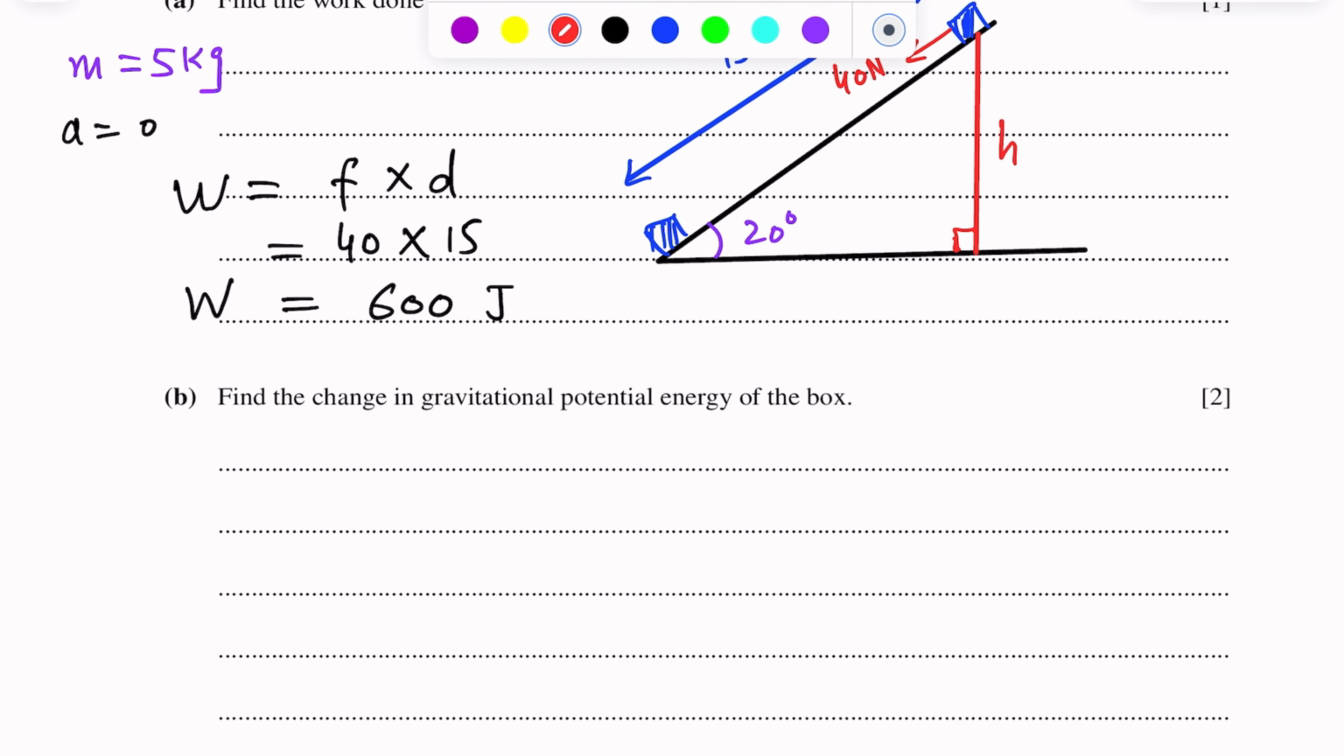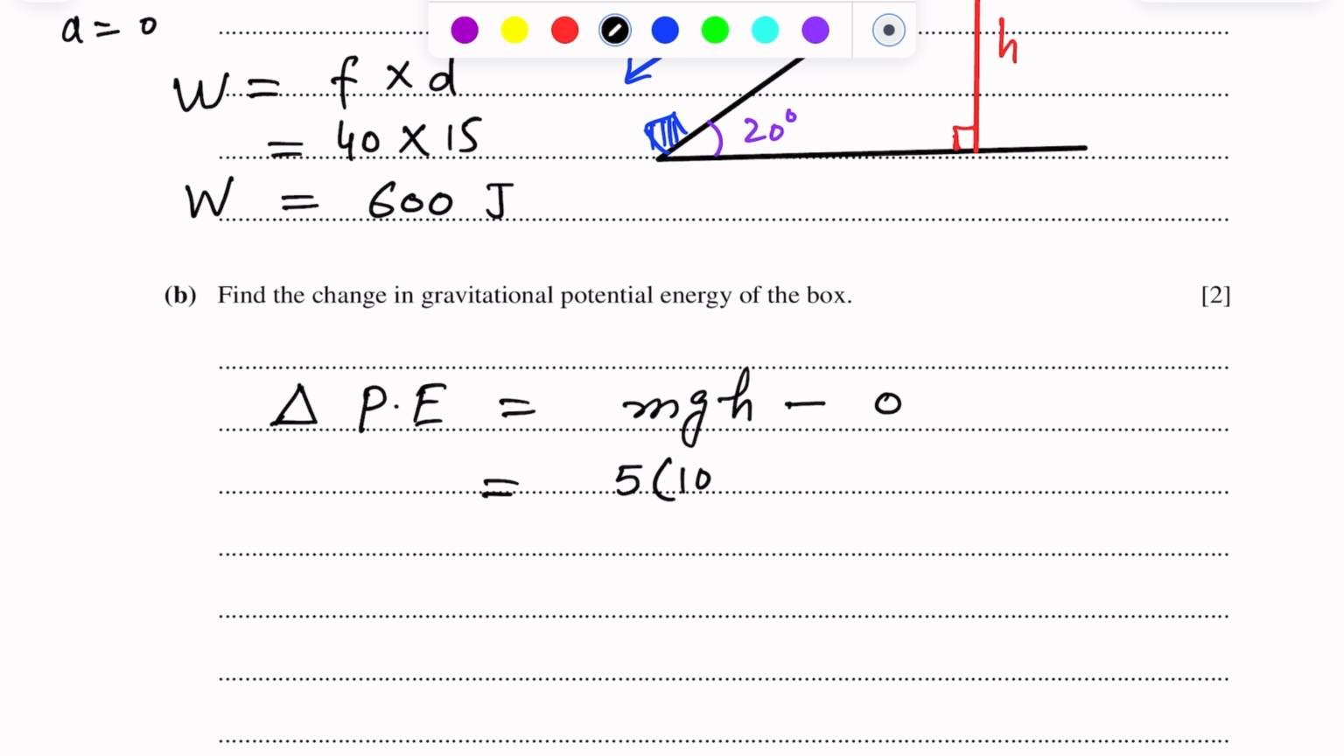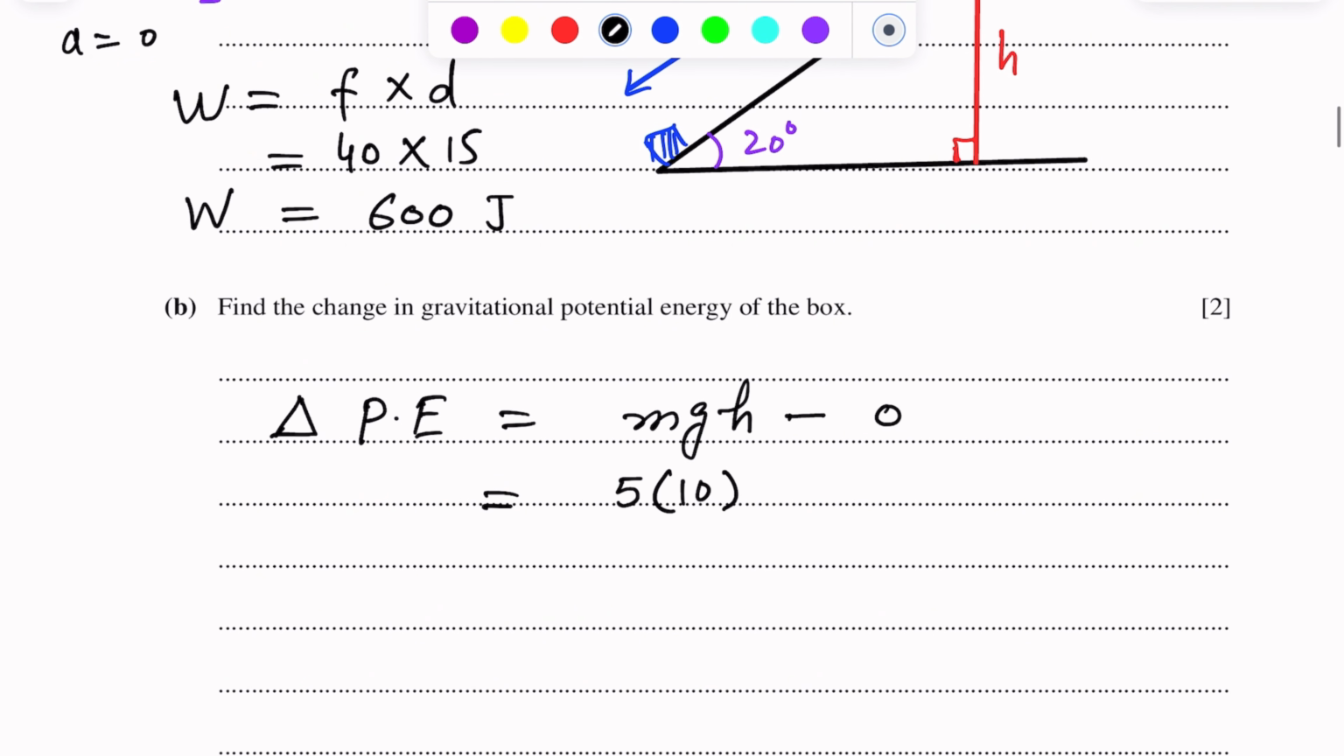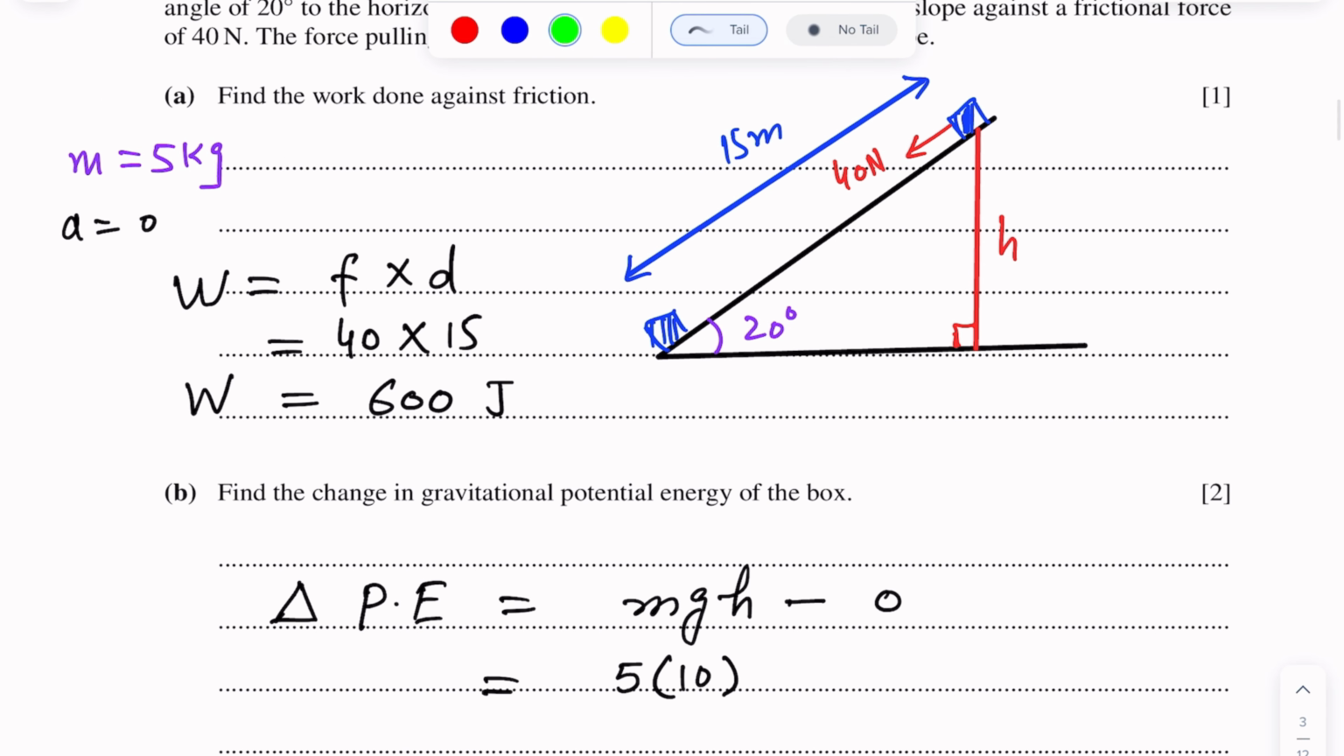So the change in potential energy will be mgh minus 0. So m is 5, g is 10, and height we have to find. This angle is given. We can find the height by using a ratio. In this right angle triangle, perpendicular over hypotenuse is equal to sine 20 degrees.